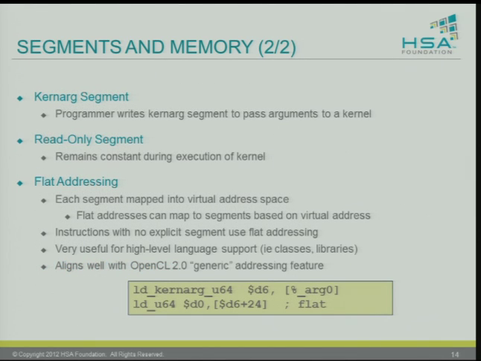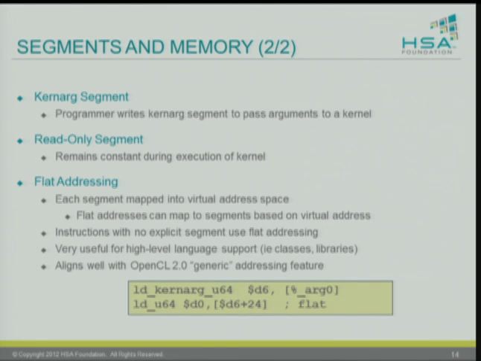Okay, the kernarg segment, so this is a segment of memory that is used to pass arguments to the kernel. So typically, the way that this would work, the host would allocate a block of memory, and it would start to write the arguments for the kernel into that space. When we actually get into the kernel, it would reference the kernel argument in order to pick up those arguments.